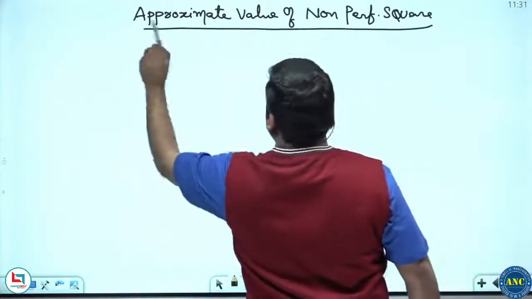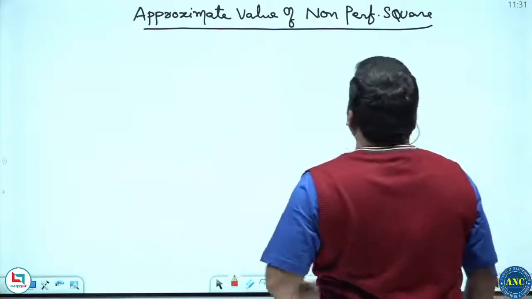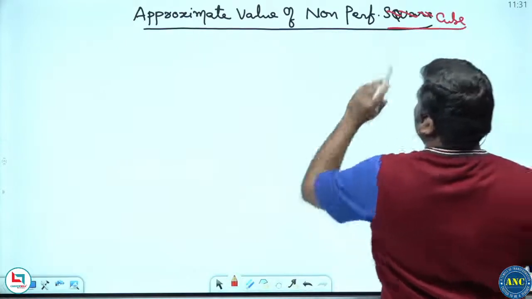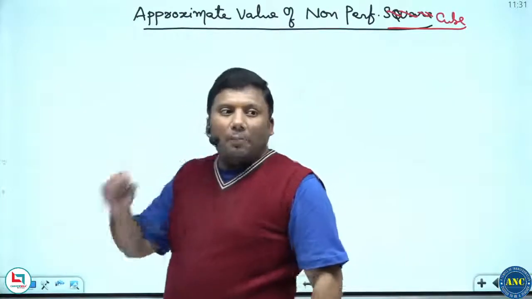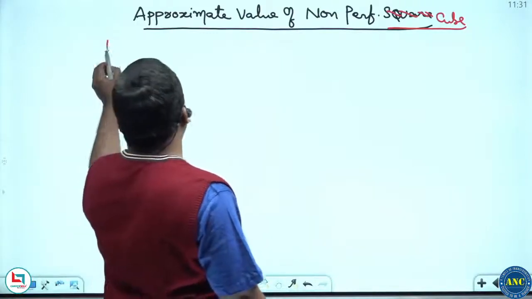How to find the approximate value of a non-perfect square, we already did. Let us do the non-perfect cube. How to find the approximate value of a non-perfect cube? First, some key points.